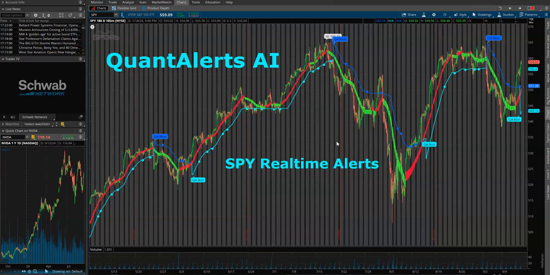For the ability for an active investor or active trader to have tools that are very advanced, exceptional at market timing, running on your charts if you want to go that route, or you can have live real-time alerts sent to your smartphone through our QuantAlertsAI system.